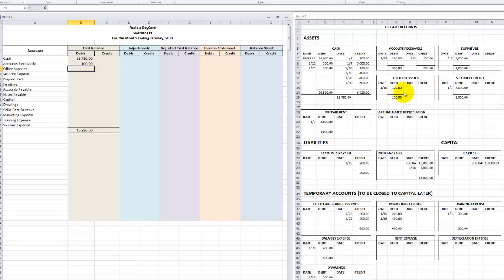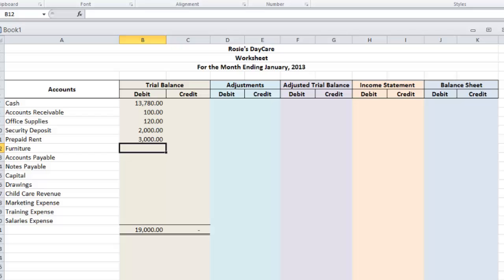Then in office supplies we have 120, so we just keep 120 on the debit. On security deposit we have 2,000 on the debit side, so we just keep 2,000 on the debit side. Notice that the bottom here is already totaling all these numbers. We have then prepaid rent, debit side 3,000, so we put 3,000 on the debit side. Furniture, we have 3,000, so we put 3,000 on furniture. Accounts payable, we have 200 on the credit side, so we're going to put $200 on the credit side.